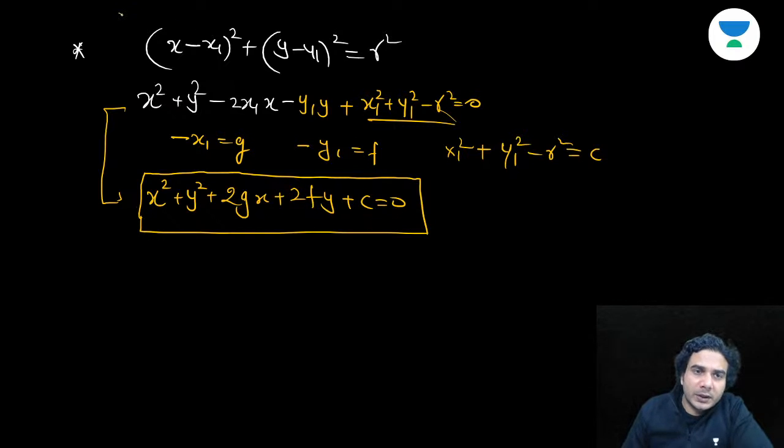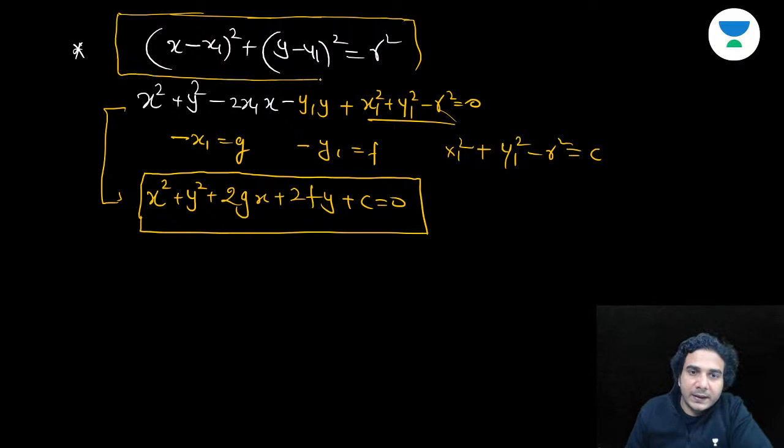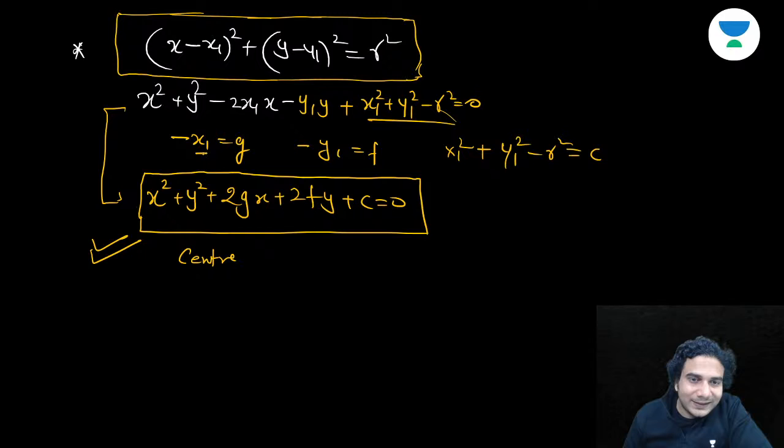This is also general form, but it is written in terms of perfect squares, in which you can see the center is x1, y1. But if you expand it, then the equation looks like this, and you can see its center: x1 is minus g and y1 is minus f, because center was x1, y1, so center will be, in terms of g and f, minus g and minus f.